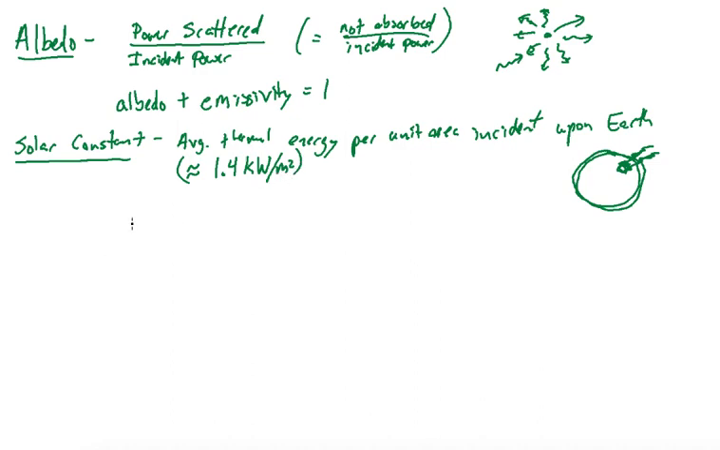All right. Next thing to talk about is what determines the albedo of Earth. So a couple things can affect it, and some other things is really just what it's made out of.